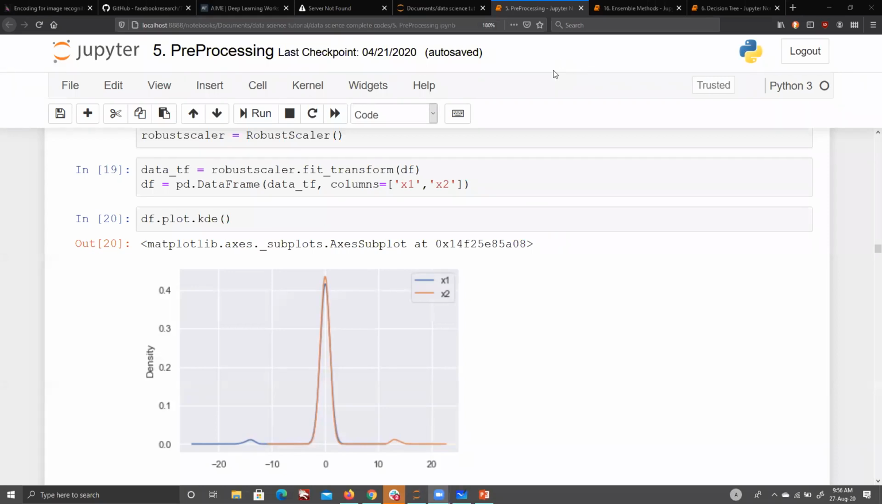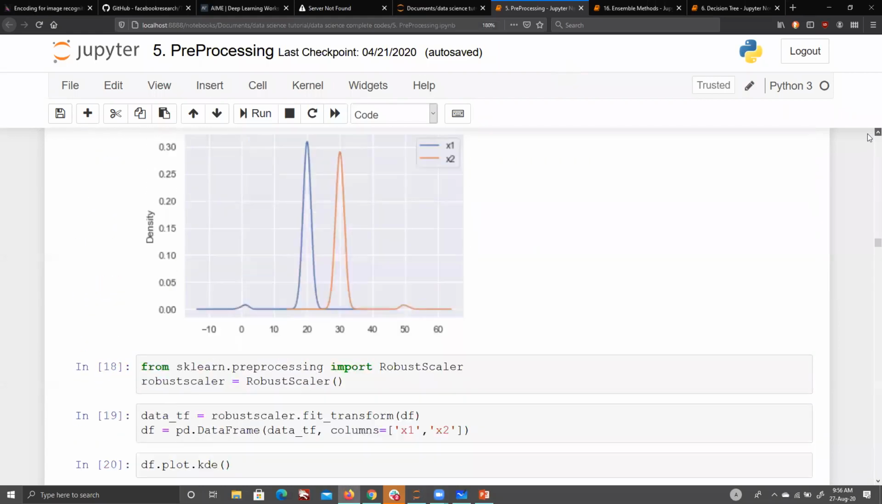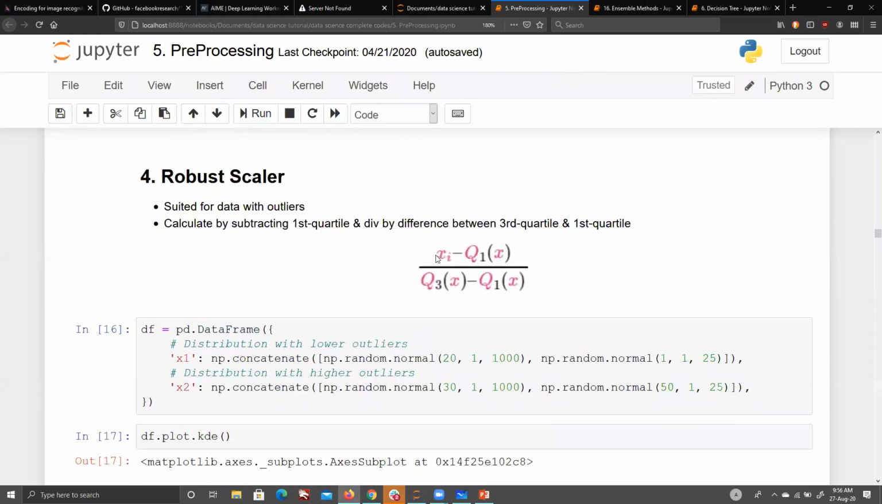So again, what is the lowest value between Q1 and Q3? What are the values it can take? If Xi is Q1, then what is the outcome? 0. If it is Q3, then what is the outcome?